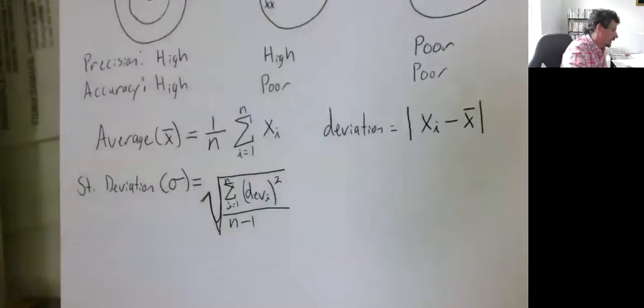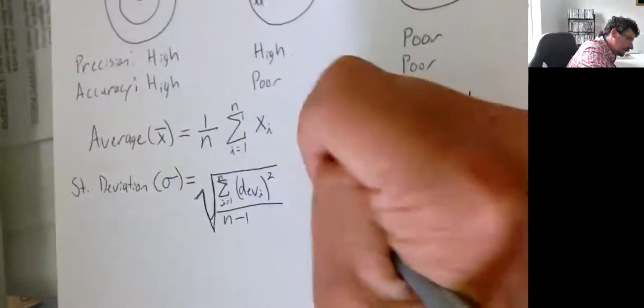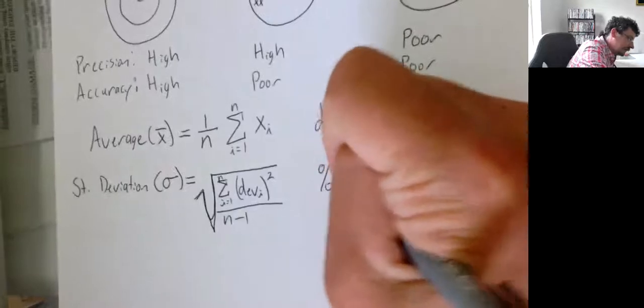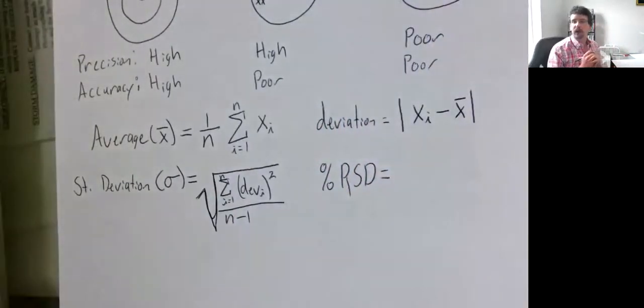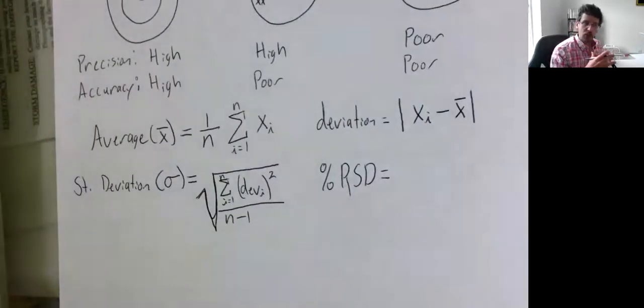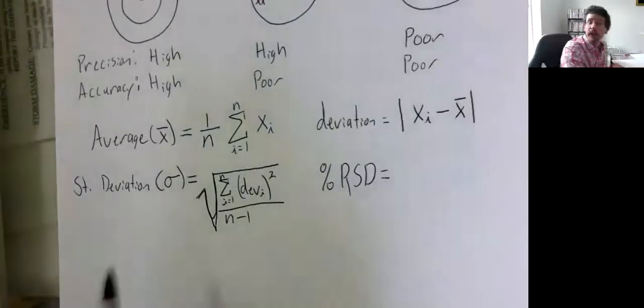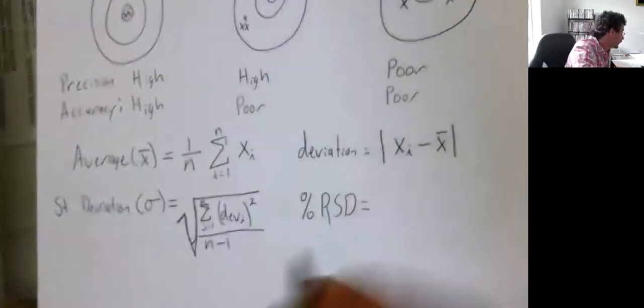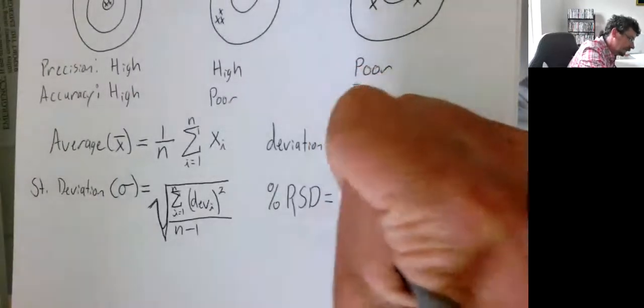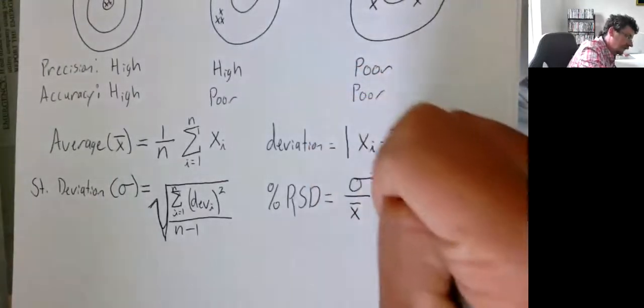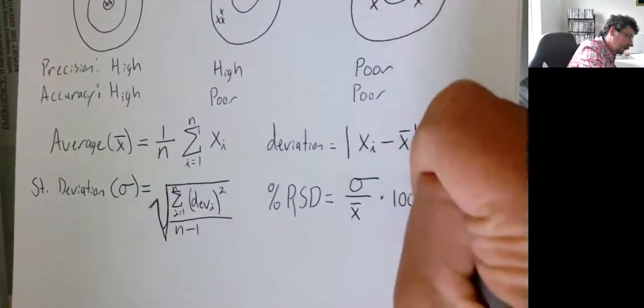Okay. Next, we have another descriptor. We have percent RSD, or percent relative standard deviation. This gives you an idea, percent-wise, of how much the majority of the data points differ around the mean, and by mean, I also mean average. So the way that this is calculated is we take our standard deviation, we divide it by our average, and then we multiply it by 100%.